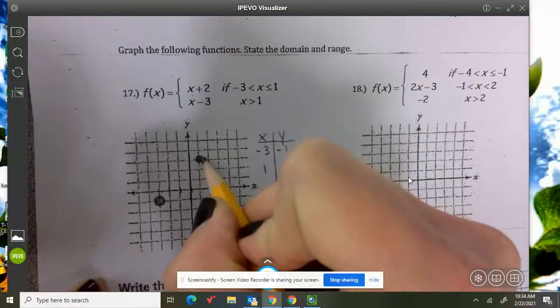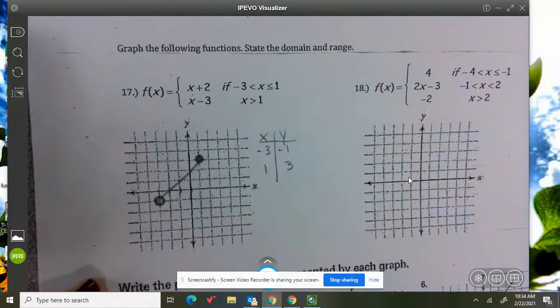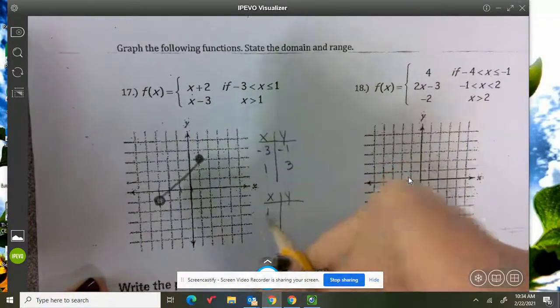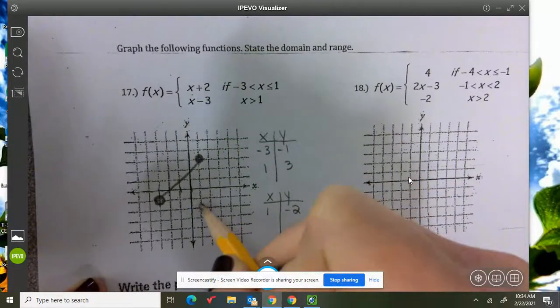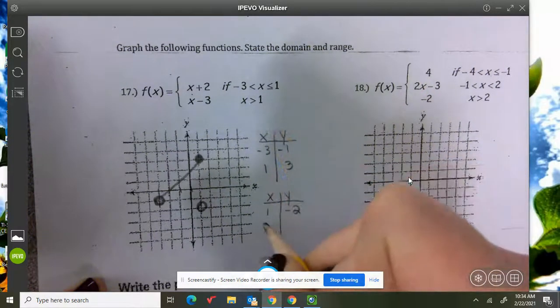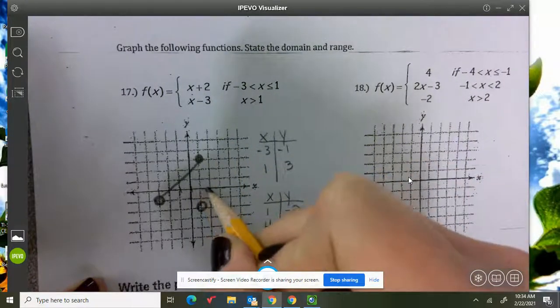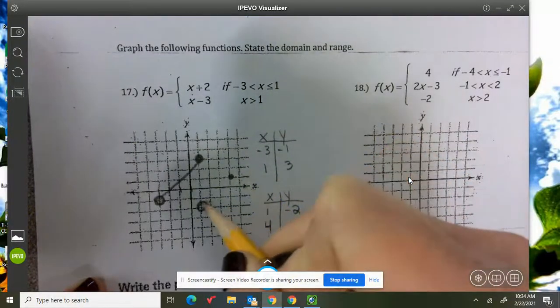So I only need 2 points for a line, so I'm going to use the endpoints to make sure all the points are covered. All right, and now here I'm going to make another T table, or an XY table, and I'm going to substitute in 1. I'm going to put 1 in, I'm going to get negative 2. And that's an open circle as well. And then I'm going to substitute a number greater than 1. Let's jump over to like 4. I'm going to put 4 and I'm going to get 1. 1, 2, 3, 4. We get 1. Oh, I can keep going though.